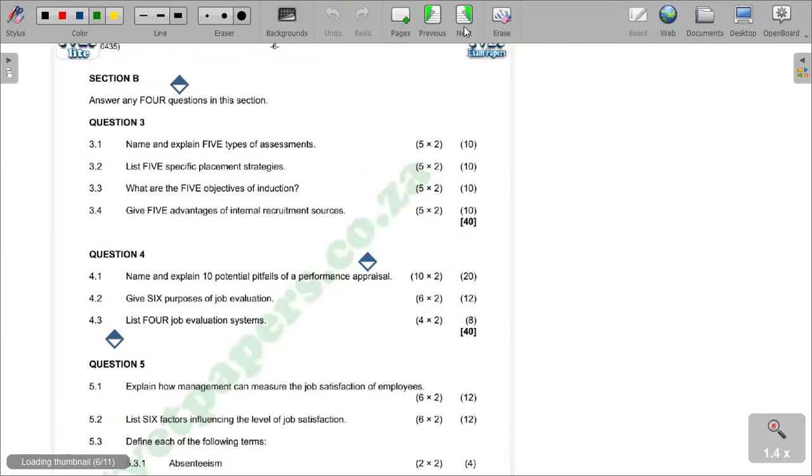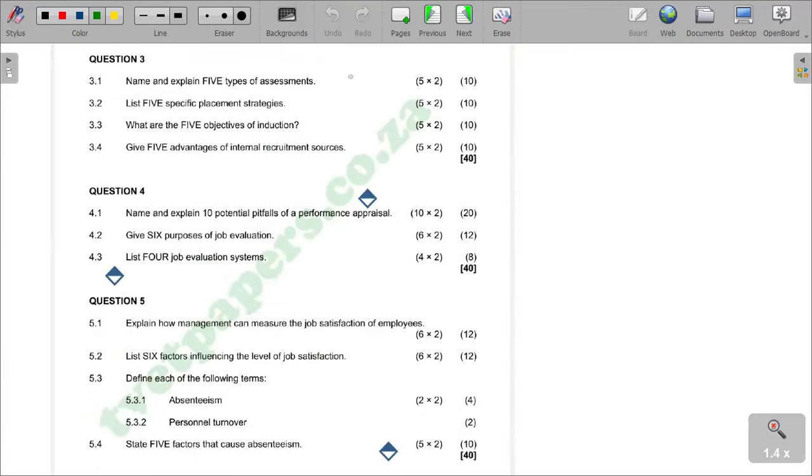Let's go to the next question, which is on section B. Section B. Question 3. So I'm going to read. Question 3.1, name and explain 5 types of assessments.